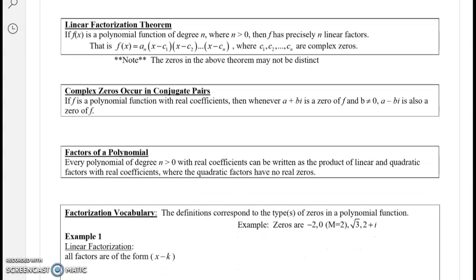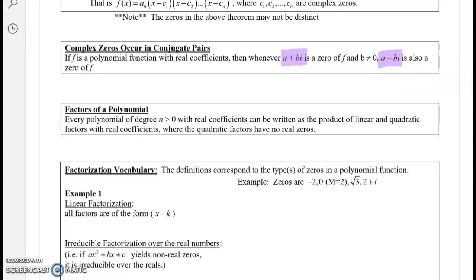Complex zeros and conjugate pairs. Now this is something that's super important. All of our complex zeros are going to come in conjugate pairs. So if a plus bi is a zero, then we already know that a minus bi also has to be a zero. Factors of polynomials. Every polynomial of degree n greater than 0 with real coefficients can be written as a product of linear and quadratic factors with real coefficients, where the quadratic factors have no real zeros. So maybe those quadratics have imaginary zeros.